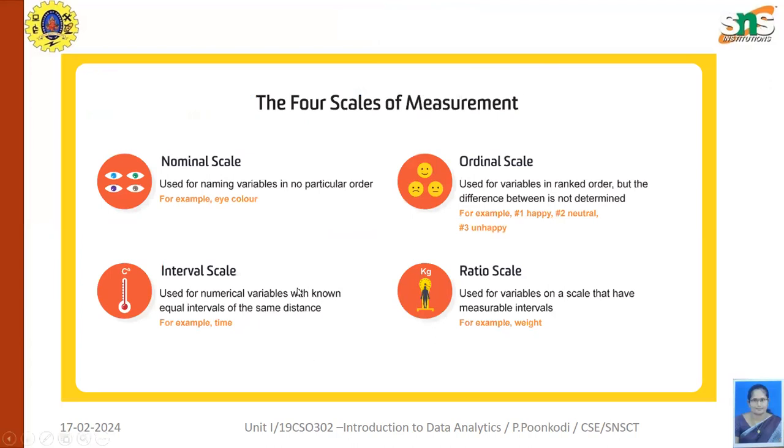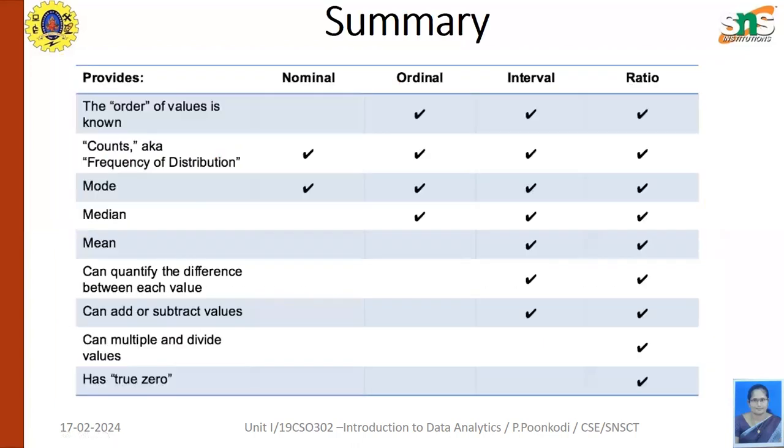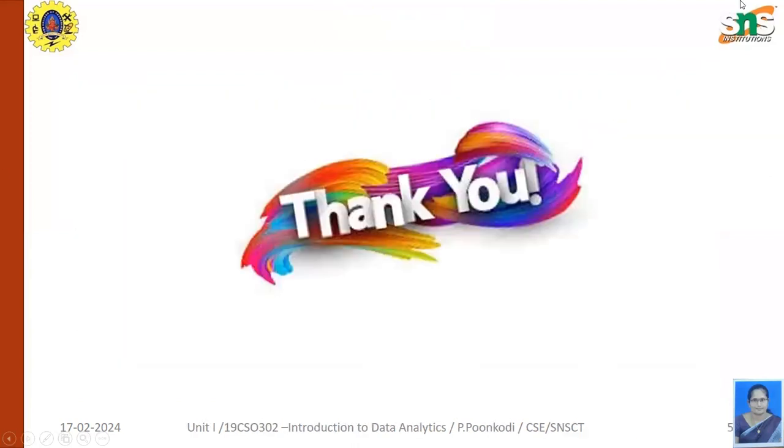The four scale measures are given. The nominal scale is given for your understanding purpose. The nominal scale variable, for example, is your eyes. Ordinal scale means happy, neutral, or unhappy. Interval scale means time. Then ratio is based on the weight or mark. This is the summary chart of the four scales. Okay, thank you.